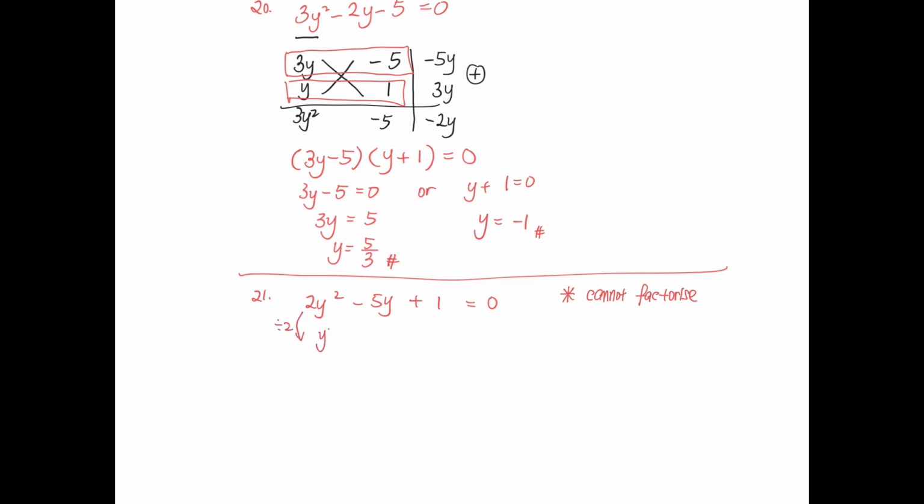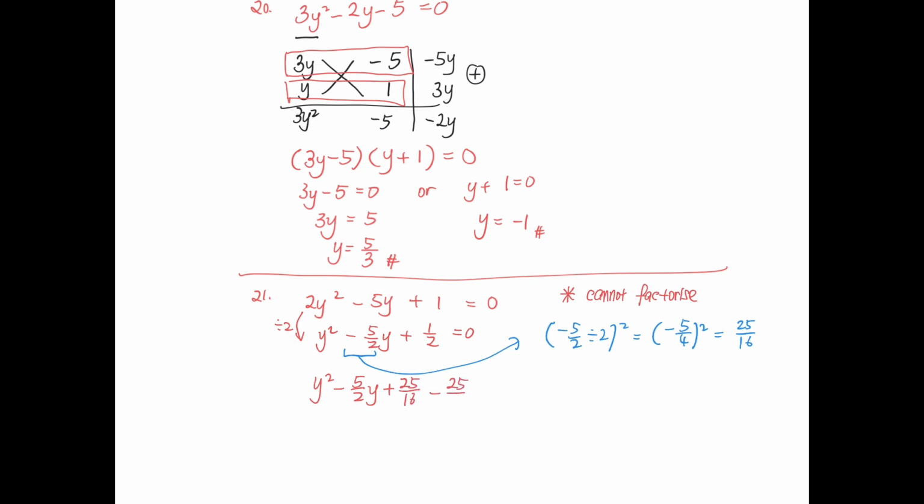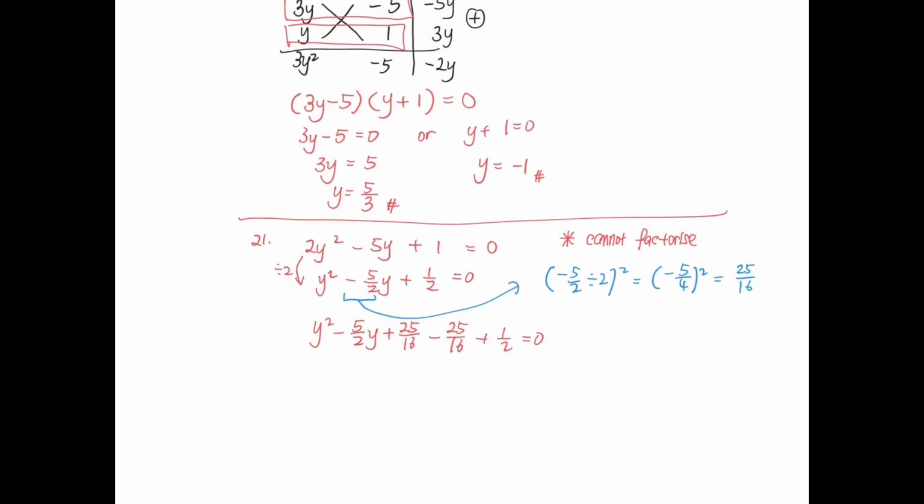So I divide by 2, I get y squared minus 5 over 2 y plus 1 over 2. Now I focus on this. I divide minus 5 over 2 by 2, and I square it, so it becomes minus 5 over 4. I square it, it becomes 25 over 16. I have to add this to make the quadratic a perfect square. So I add 25 over 16 and I minus 25 over 16. So the first three terms will become a perfect square.